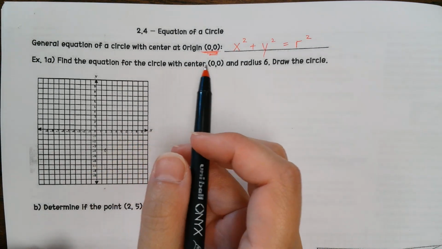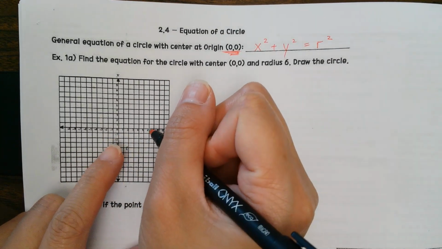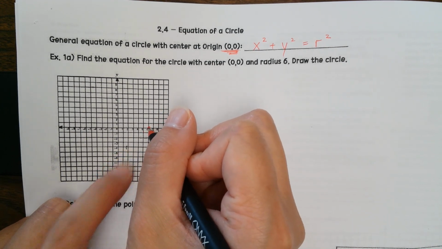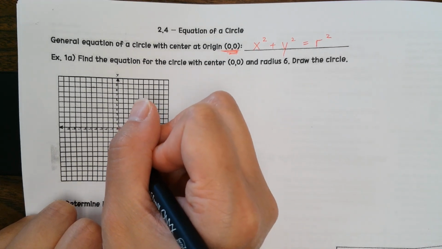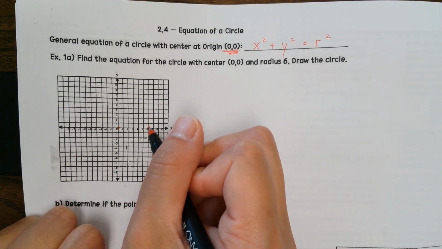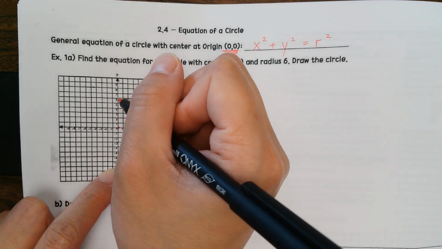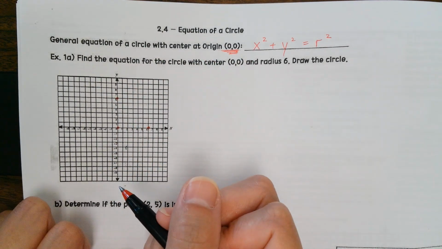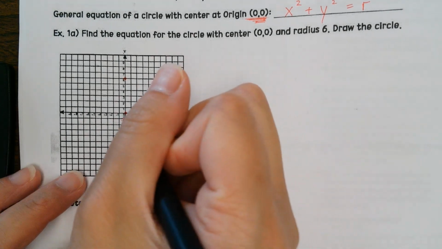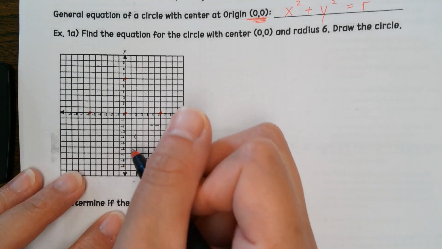So find the equation of a circle with center at 0, 0 and a radius of 6. So for this circle to have a radius of 6, 1, 2, 3, 4, 5, 6, so this has a radius of 6. Can someone give me another point on the circle? Yep, 0, 6. What about another point? Yep, 6, 0. Negative 6, 0. And one more? Yep, 0, negative 6.